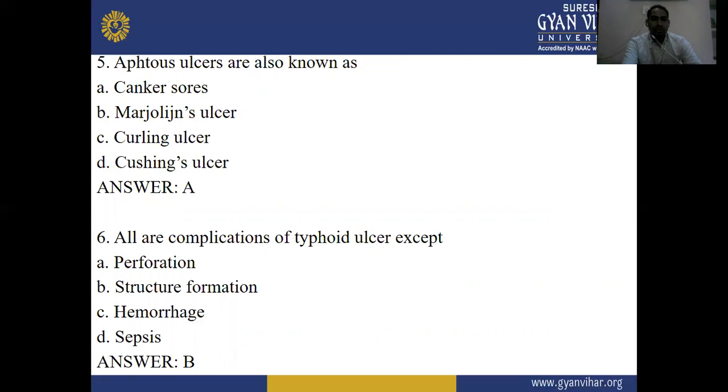Next question: all are complications of typhoid ulcer except. Option A is perforation, option B is stricture formation, option C is hemorrhage, and option D is sepsis. The right answer is B. Stricture formation is not a complication of typhoid ulcer.